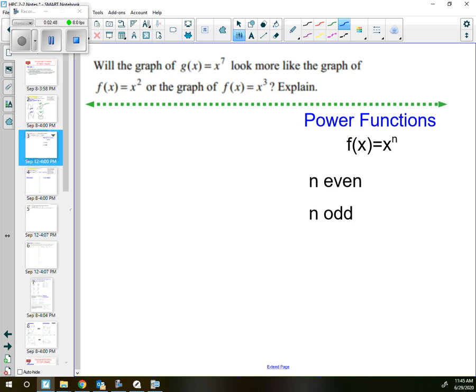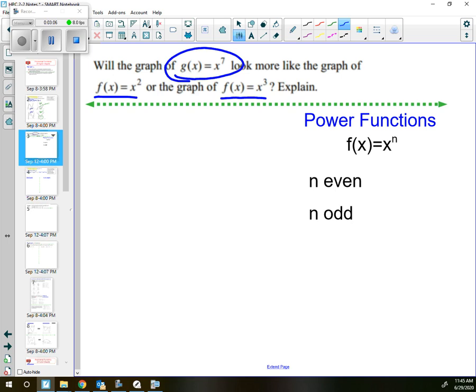All right, so let's talk about some basic characteristics about these polynomials that have graphs that look like that. Which one of the graphs do you think x to the 7th will look more like? Of our parent graphs that we've already talked about, x squared or x to the 3rd? What do you think? Which one do you think it would look more like? If you graph on your calculator, you can definitely tell, but what about gut instinct here?